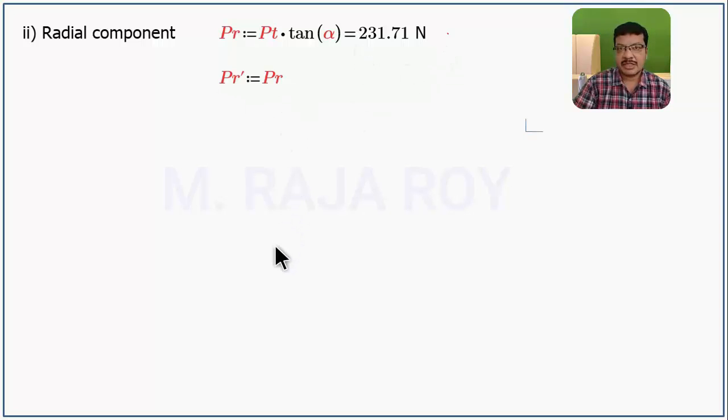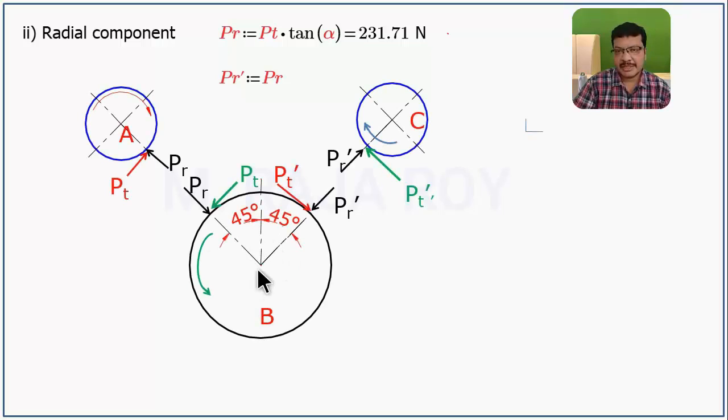Now you have to find the reaction at the shaft of gear wheel B. That means here you have to find the reaction. To find the reaction here, observe the force acting here. This PR dash is acting along this 45 degree line, and this PT is also along this 45 degree line. That means PT is parallel to this 45 degree line. These two forces are parallel forces acting along this line. That means the net force is PR dash plus PT. Then opposite reaction will be PT plus PR dash. Okay.